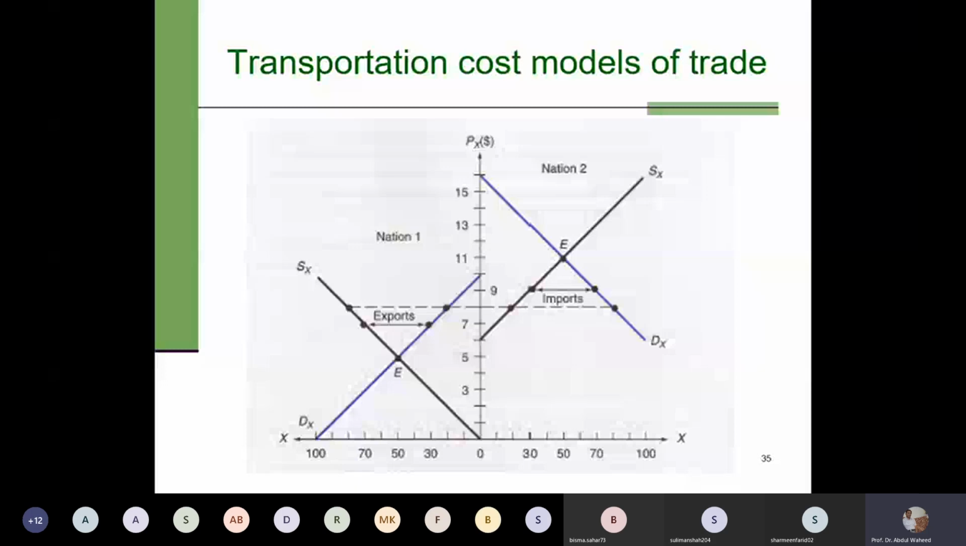So when transportation cost is 0, there is more trade. This means as the transportation cost reduces, the volume of trade will increase. That's why, in the real world, we can see that before there were many goods that were non-tradable, but now we have reduced the transportation cost and then there is more trade.